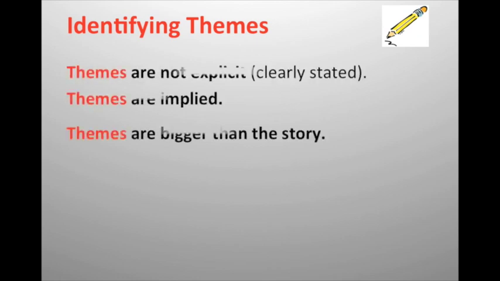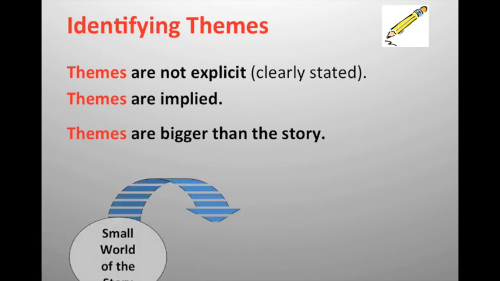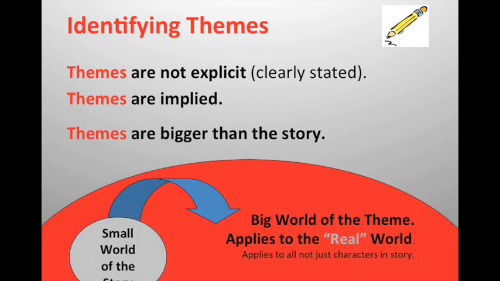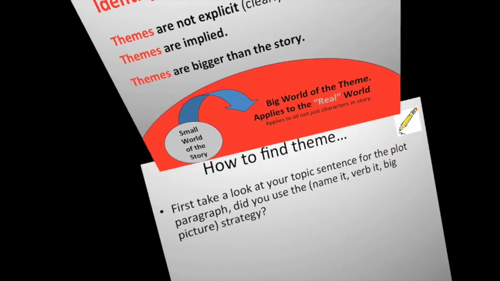So identifying themes. Themes are not explicit. They are not clearly stated. They are implicit. They are implied. Those two words are the same. Implied, implicit. Think about how they are mimicking each other. Themes are bigger than the story. So small world of the story, big world of the theme. So it applies to the real world. It applies to not just the characters in the story. It applies to all of us. So even if you're reading a science fiction story, what is it that you're supposed to take away from your science fiction story? Something that is a real world option.